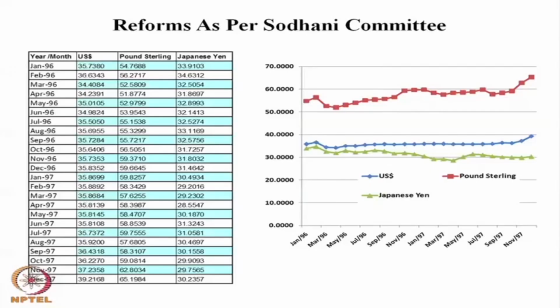After the recommendation, if you see how the exchange rate has developed, with the pound sterling, Japanese yen and US dollar, the Japanese yen depreciated, as more dollars and more Japanese currency came to India. Similarly, the pound sterling also remained a little stable over the years, and the same in the case of the dollar, because the liberalization led to an inflow of foreign currency into India. Because of this, the rupee gained some momentum and remained stable over the years.